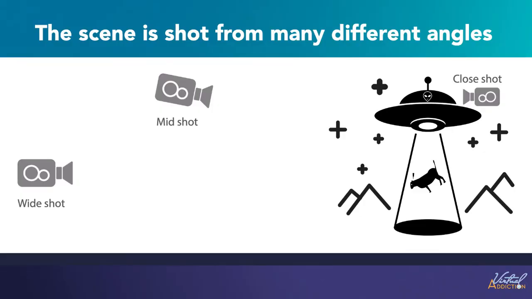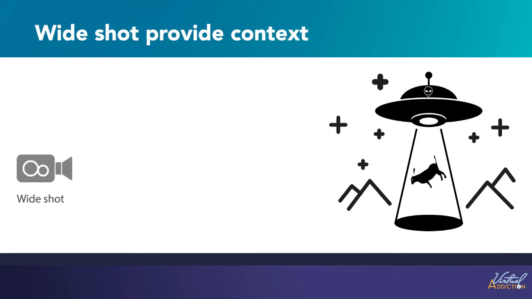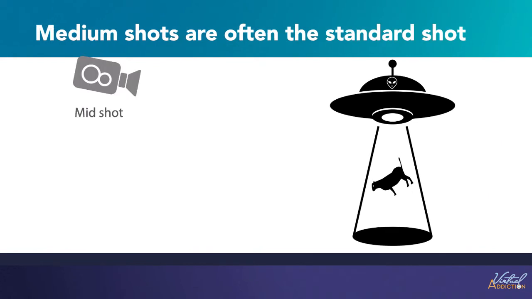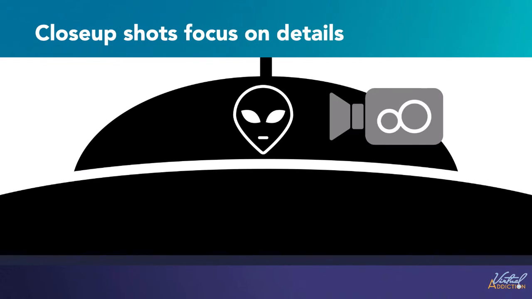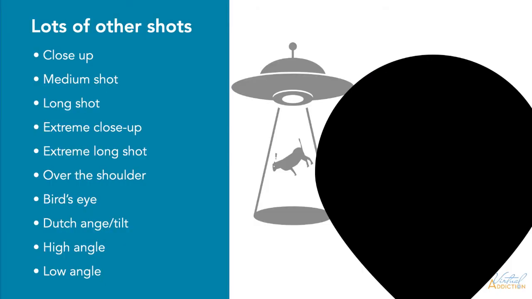Most scenes are shot multiple times and from many different angles. Wide shots provide context and show the relationship of the characters within their environment and between each other. Medium shots are often the standard shots that editors use to tell much of the story. And close-up shots allow editors to focus on detail or increase emotion. There's a lot of other types of shots too.